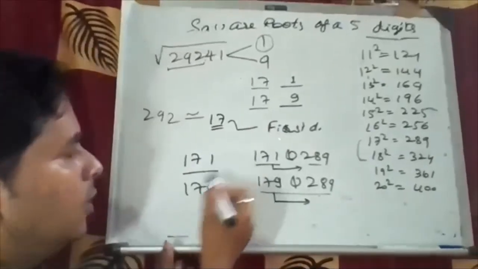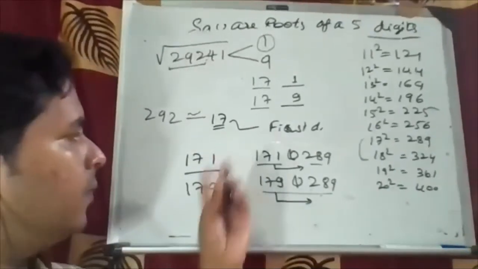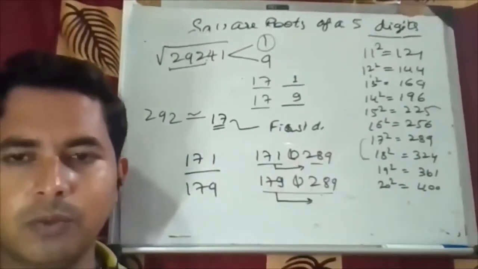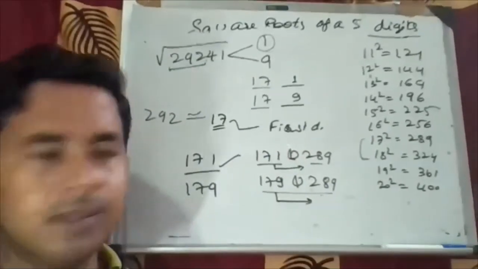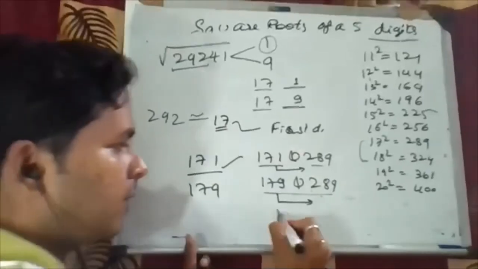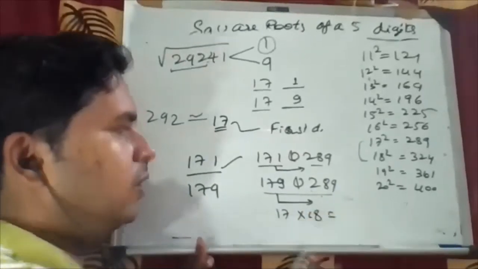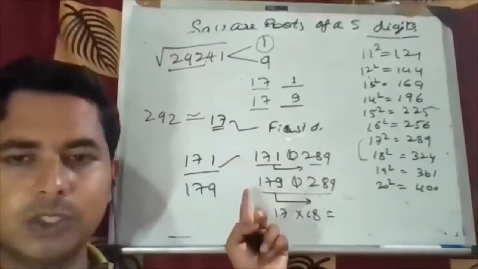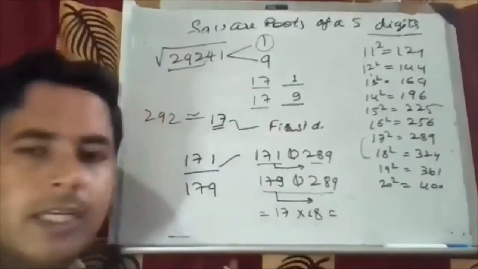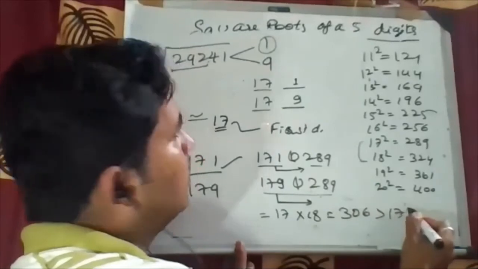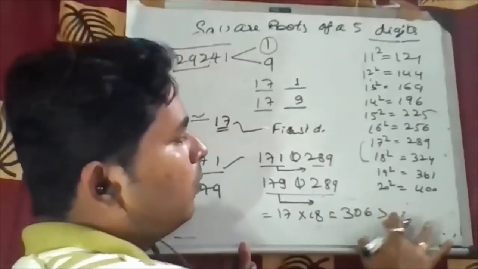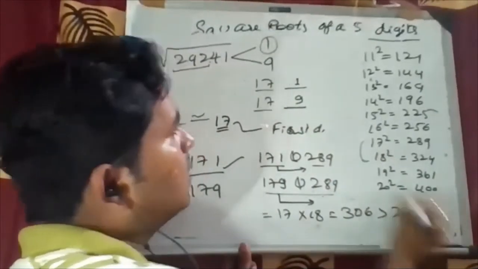So by looking at that, 171 is more near to 289, so go with this answer without doing that 17 into 18 step. If you are not sure here, just do 17 into 18, you'll get 306, compare it with 292. Whatever number comes, select that.